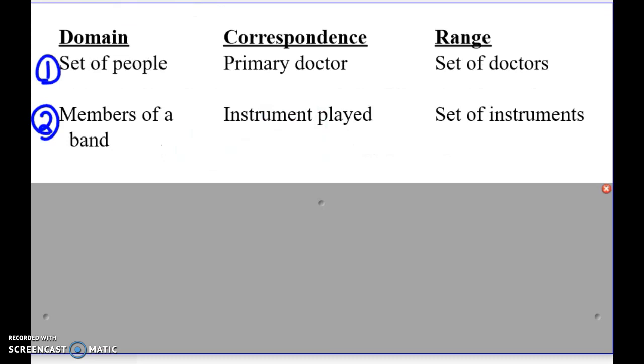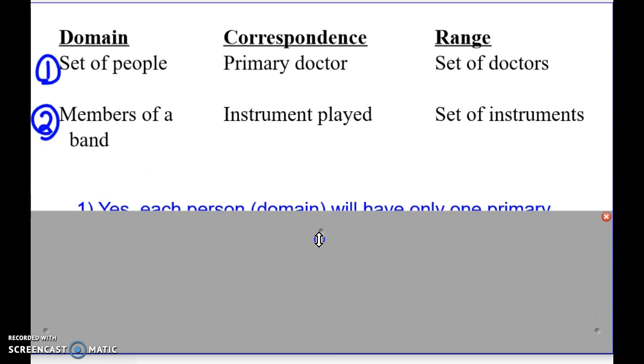So what about a set? If I give you a set of people as your domain, the range is a set of doctors, and the correspondence, how we're going to connect them, is we're going to pair up the person with their primary doctor. Is that going to be a function? It's certainly a relation, but is it a function? And my answer would be yes.